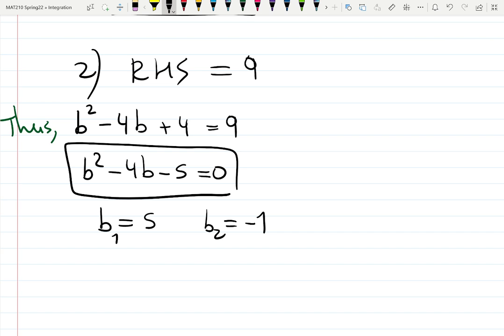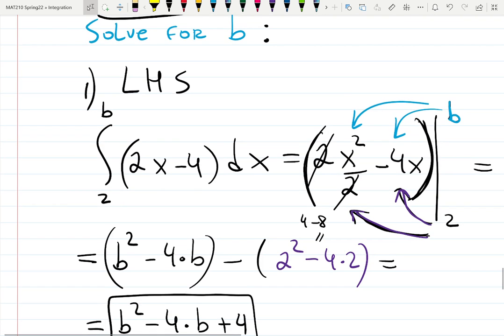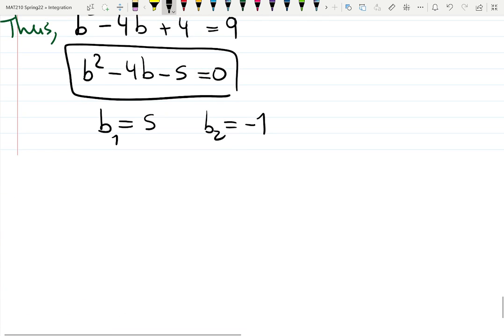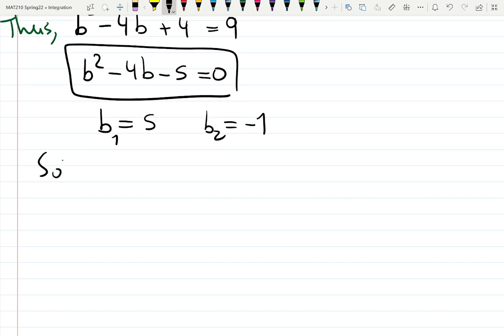We don't need two. Just a second, let me finish. We don't need two solutions because the integral is only from 2 to b. So from 2 to b, we can only choose one solution. So, the answer: b equals 5.